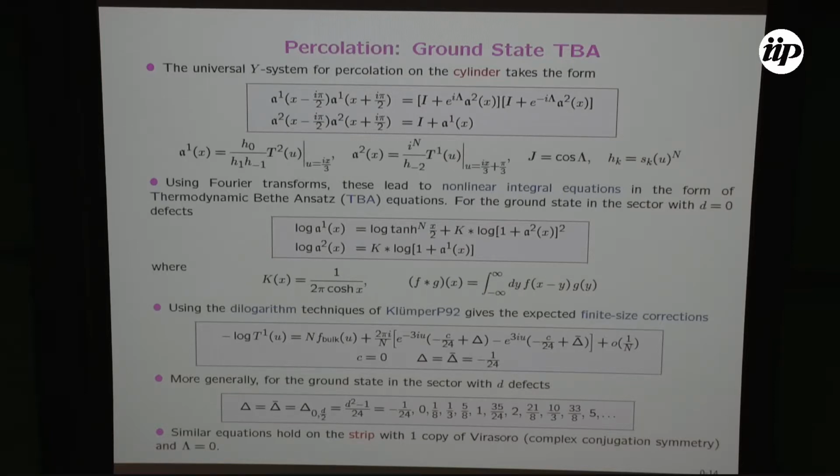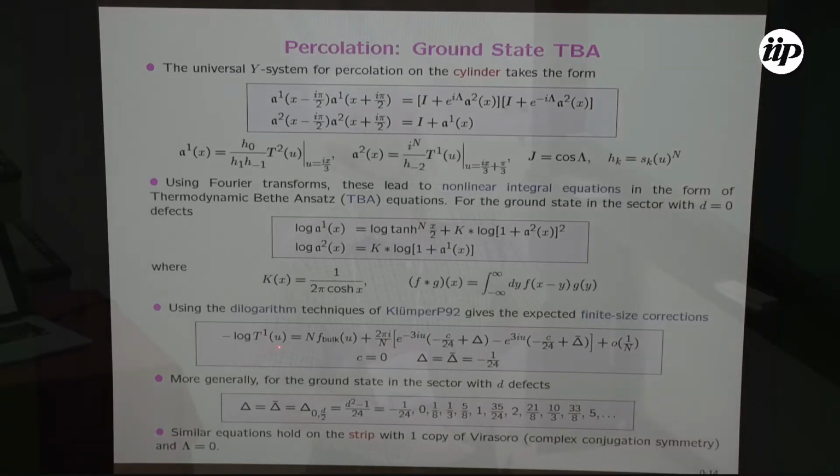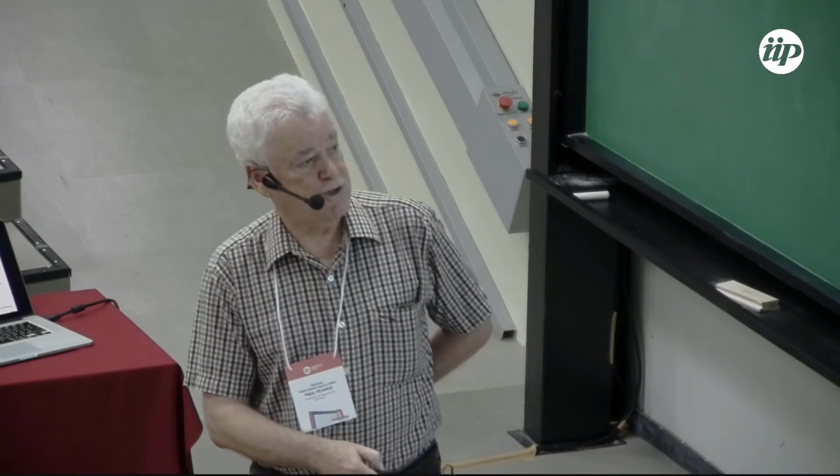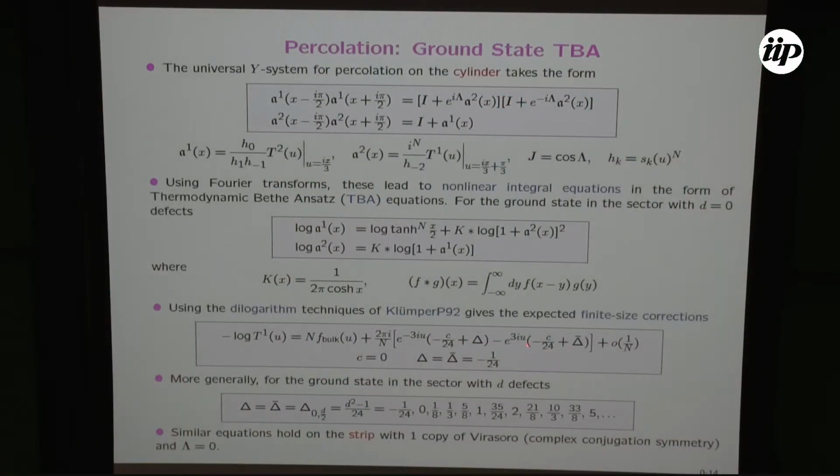And when you use those standard methods using finite size corrections, what you find is that the logarithm of the eigenvalues of the single row transfer matrix take the expected form. You have a bulk contribution. There's no boundary contribution here. The 1 on n finite size corrections are related to the conformal properties of the model, and then there are higher corrections. And indeed what we find is the central charge here, c, turns out to be 0, and delta equals delta bar is minus 1 on 24 for the ground state of the d equals 0 sector.